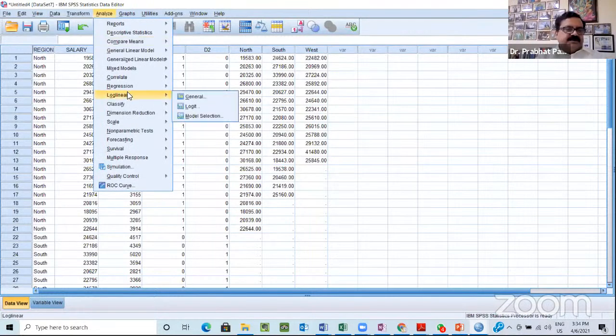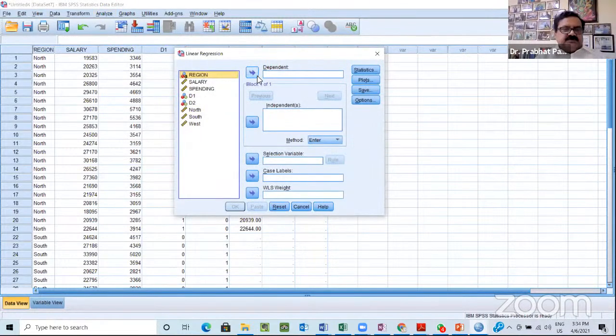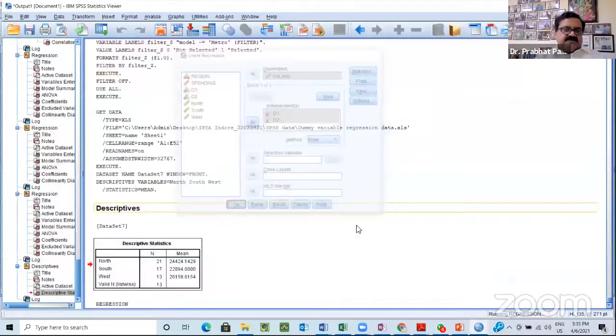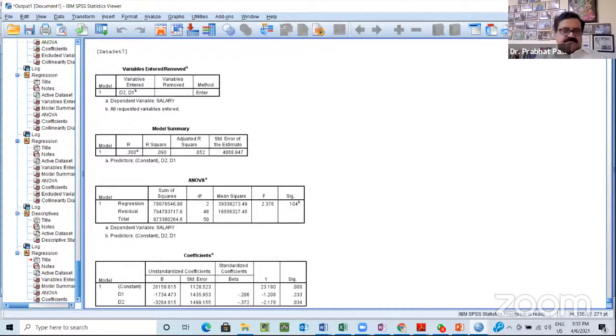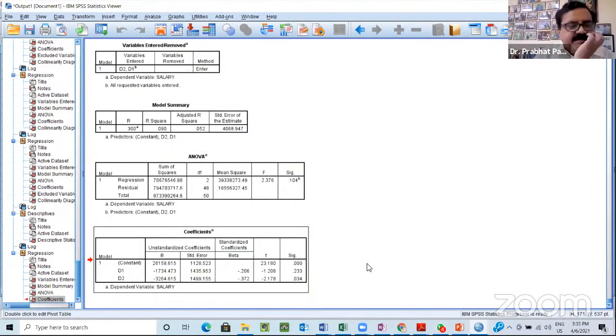Okay, so you go to analyze, regression, linear. So here my dependent variable is salary, and my independent variable is these two dummies we have created, right? And then I'm saying okay. So not a very strong fit, poor fit, and the F test is also not very significant. But let's see the coefficient for our understanding.